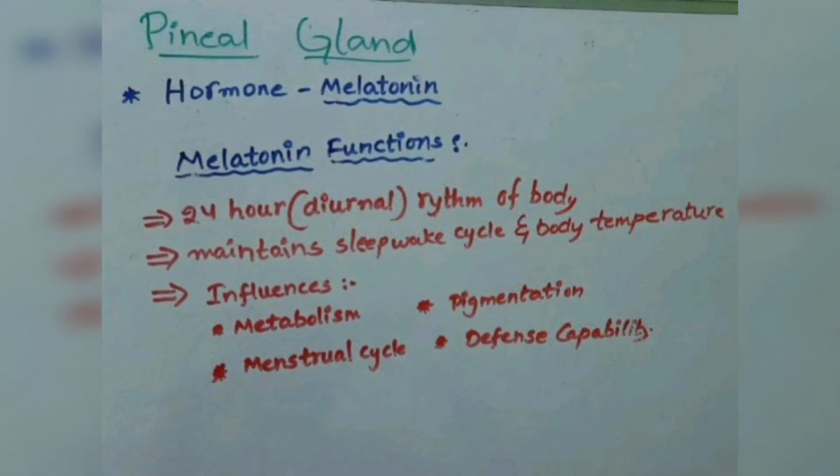The next one is the pineal gland. The hormone secreted by the pineal gland is known as melatonin. The functions of melatonin are: it maintains the diurnal rhythm of the body. It maintains the sleep-wake cycle and also regulates the body temperature. It influences the metabolism, pigmentation, menstrual cycle, and defense capability.